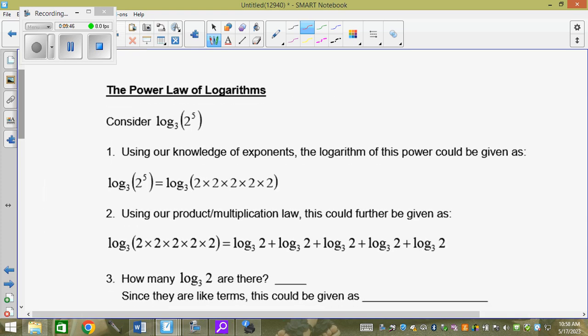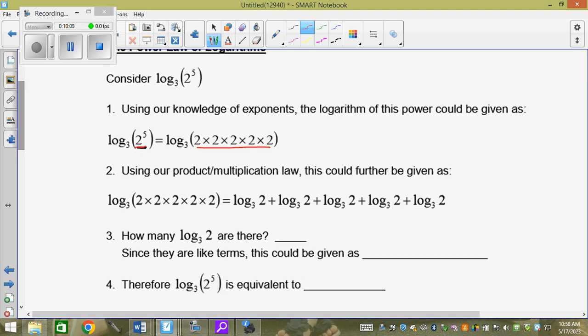Okay, there's also the power rule of logarithms. Why does it work? Well, let's see. If I have log base 3 of 2 to the 5, 2 to the 5 just means 2 times 2 times 2 times 2 times 2, right? 2 to the 5 just means 5 2's multiplied. So I can rewrite it like that, correct? So this is the same as this.